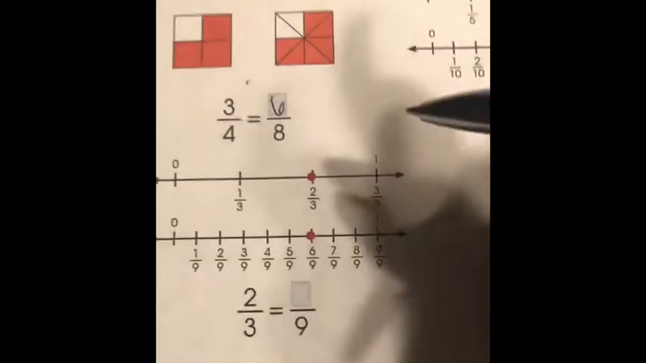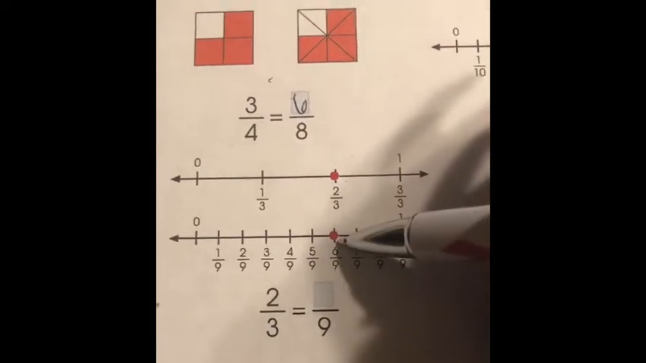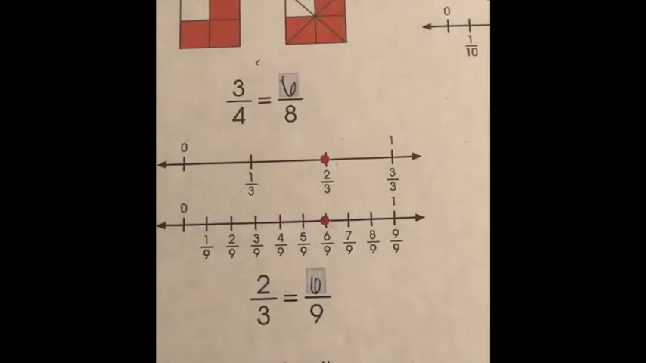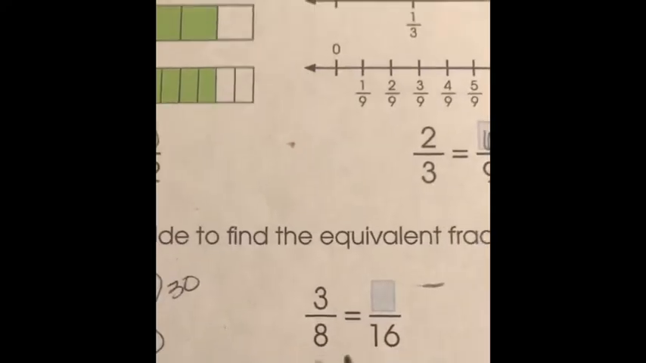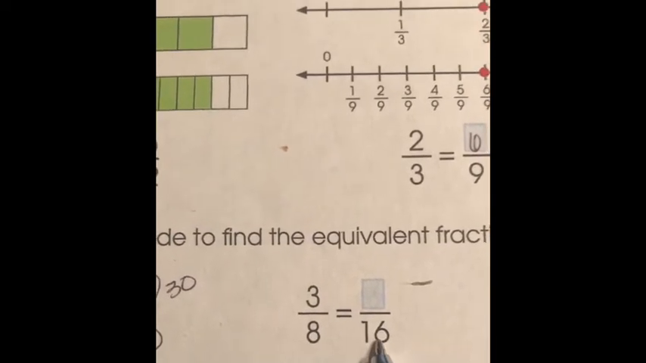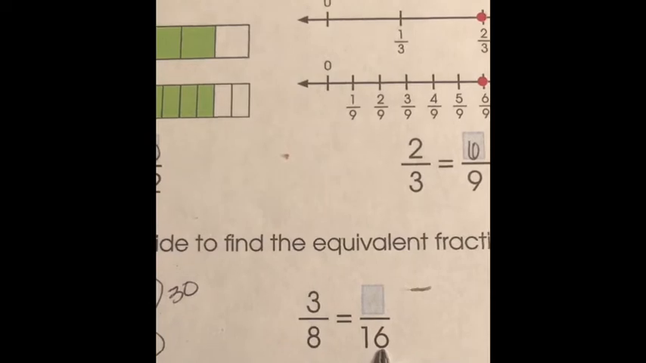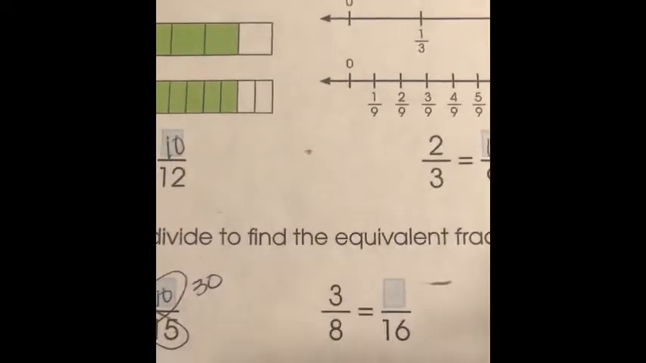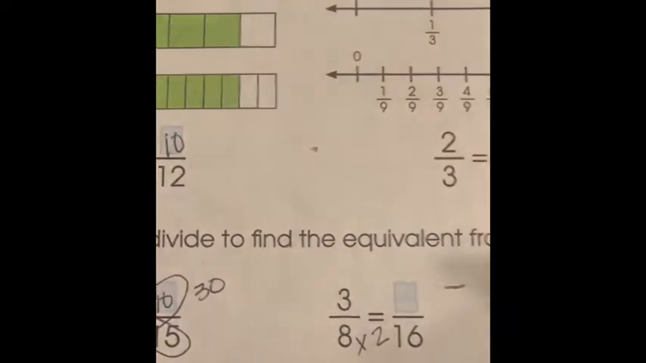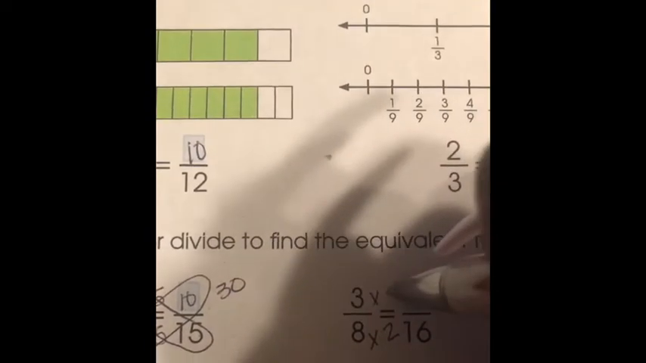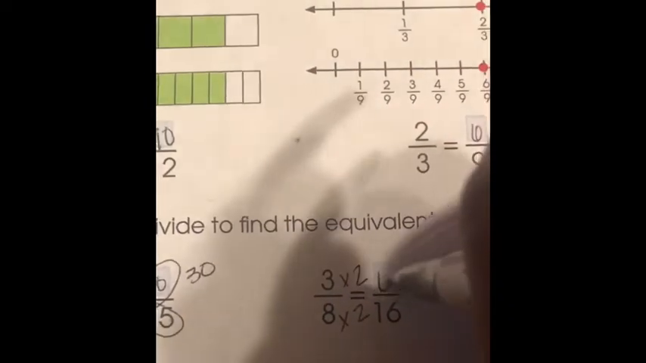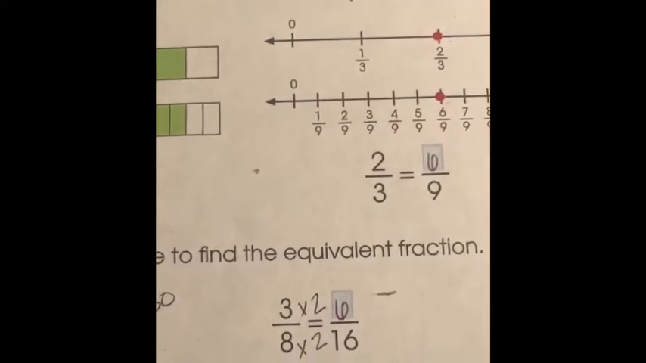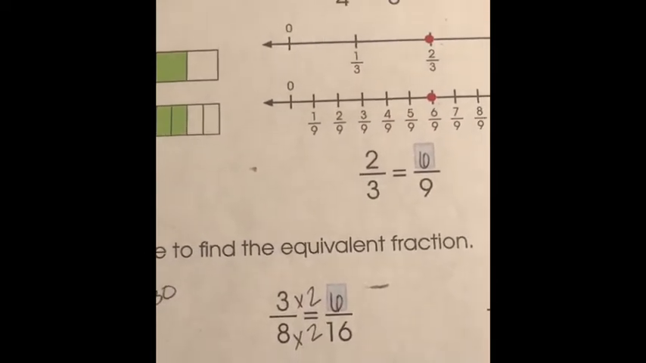On the number line, all you have to do is look and see that this is 2/3. If you go straight down, you see that 6/9 is equivalent. For here, we have to multiply again because you see that the 8 is going up by times 2 to get 16. And so if I'm multiplying 8 times 2 to get 16, I have to multiply 3 times 2 to get the numerator of this other number. 3 times 2 is 6, and that lets me know that 3/8 is equivalent to 6/16.